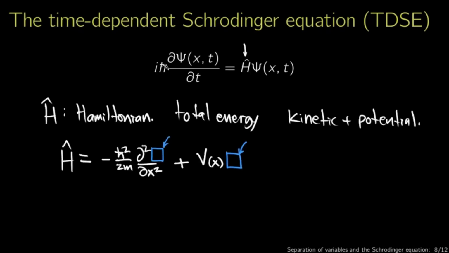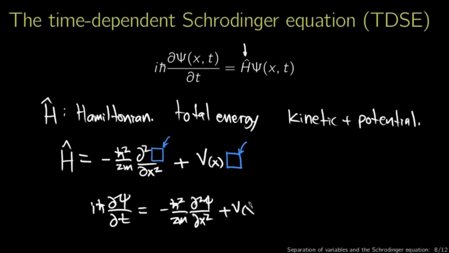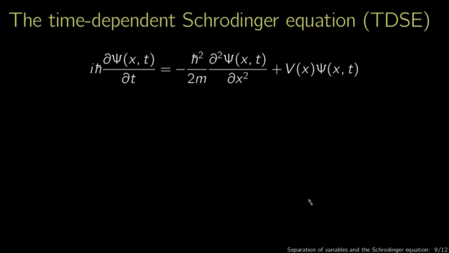And when you do that in the context of the Schrodinger equation, you end up with the form that we've seen before. I h bar d psi dt equals minus h bar squared over 2m d squared psi dx squared plus V of x psi. So that's our Schrodinger equation. How can we apply separation of variables to this? Well, we make the same sort of guess as we made before. Namely, psi is going to be X times T, where big X is a function of position and big T is a function of time.